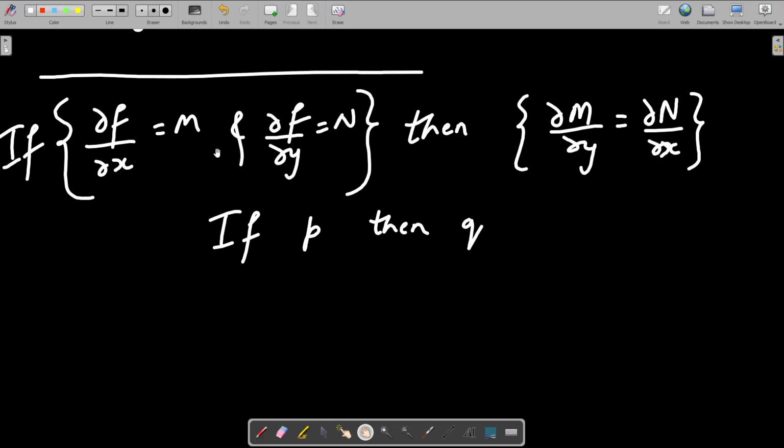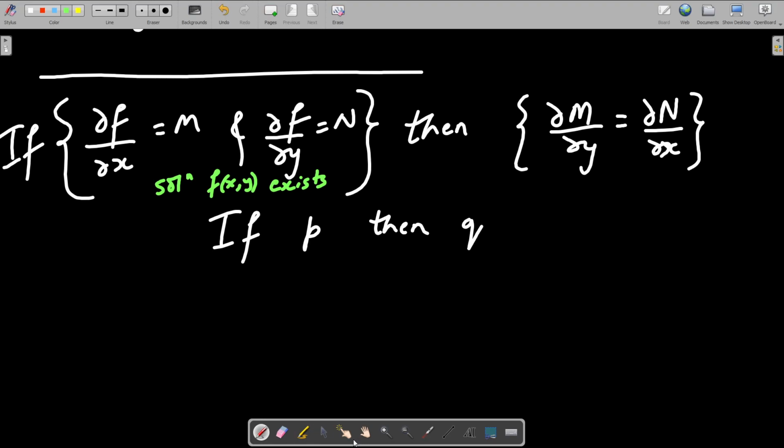So hence we conclude that the solution exists. If the solution f(x, y) exists, then you can write this. So if the solution exists, then this condition should be true. But if this condition is false, then the solution will not exist, or the solution can't be found.